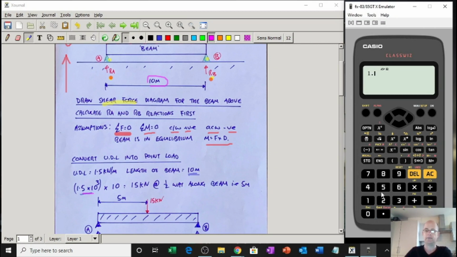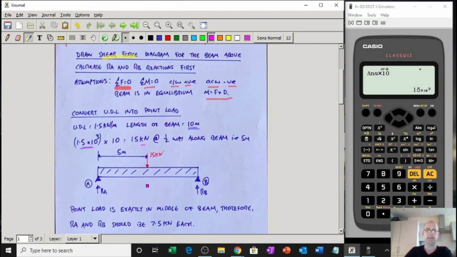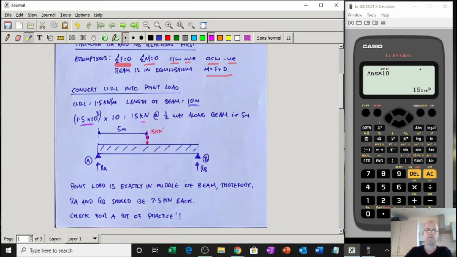You shouldn't need a calculator for that, but I'll just show you. 1.5 times 10 to the 3, times 10, equals 15,000 newtons, or in engineering notation, 15 times 10 to the 3 newtons, which is 15 kilonewtons. Now if you remember, this acts halfway along the beam. In this case the beam is 10 meters long, so this 15 is going to act 5 meters in, halfway. So that's nice and easy.